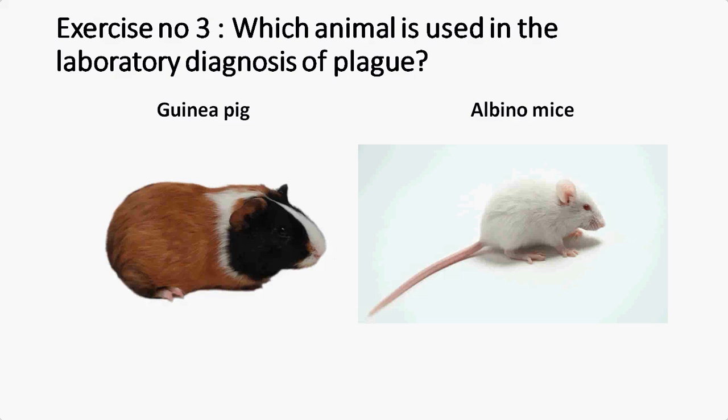Then exercise number 3: which animals are used in the laboratory diagnosis of plague? So the animals used in lab diagnosis are the guinea pig and albino mice. We have already shown you some pictures of the albino mice and guinea pig. These can be kept for your spot examination, where they can identify the organism and its clinical importance, or for which organism isolation you can use this. Whenever guinea pig or albino mice are there, Yersinia pestis isolation should be there on these animals.